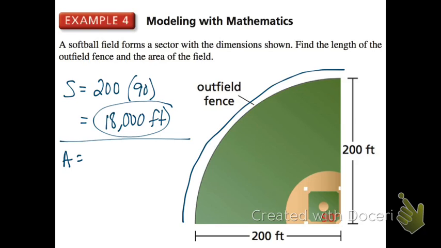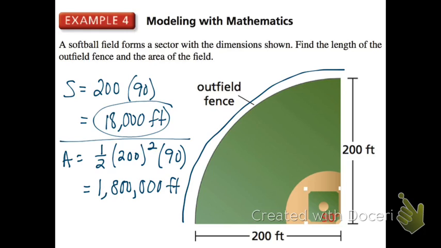Area formula was 1/2 times radius squared times theta. Here our radius is 200 and our theta is still 90. Plug that all into your calculator and you get this answer, feet squared.